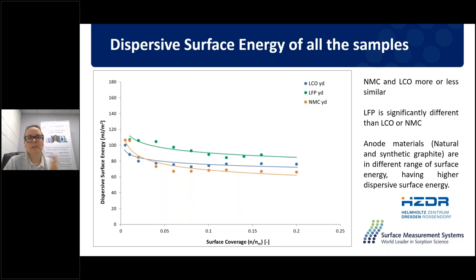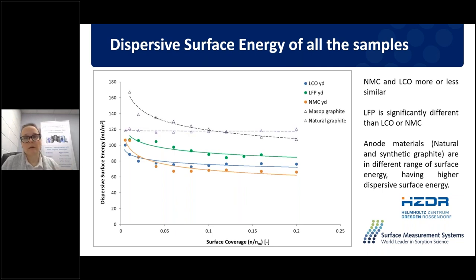at the infinite dilution, they are very similar, as also Johanna mentioned, and clearly we could see from the distribution graph, there's a slight difference in the heterogeneity of these samples. And LFP has quite significantly higher surface energy at a bit higher concentration, affinity concentration, compared with the LCO or the NMC.